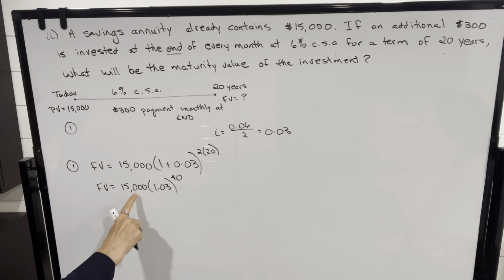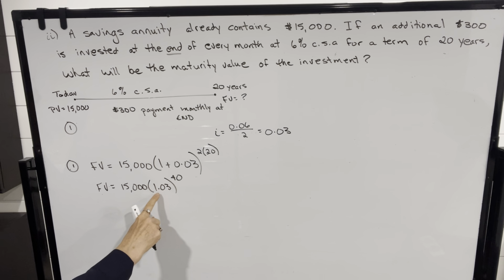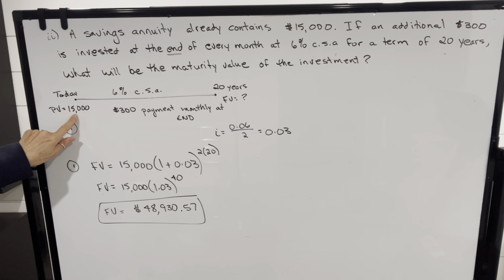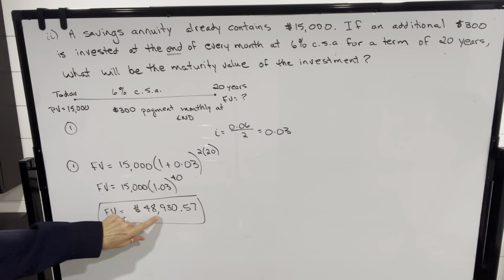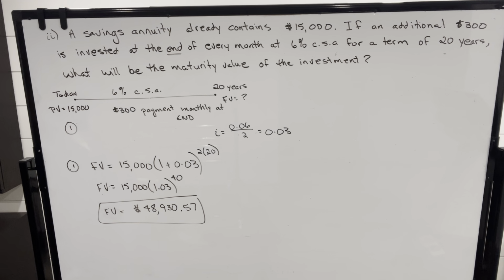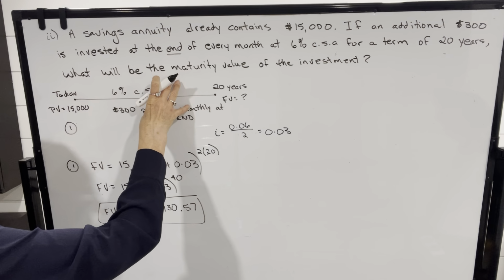So to calculate that, we're going to take 15,000 and multiply by 1.03 to the exponent of 40. And that $15,000 will have a future value of $48,930.57. Now let's find the future value of this annuity.